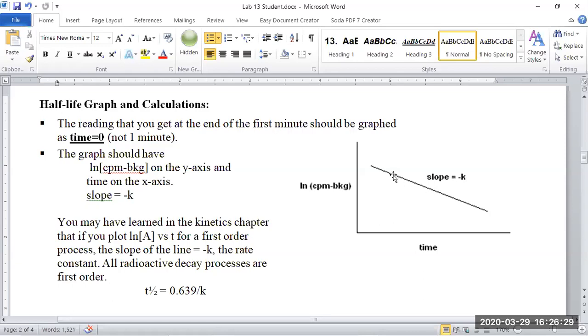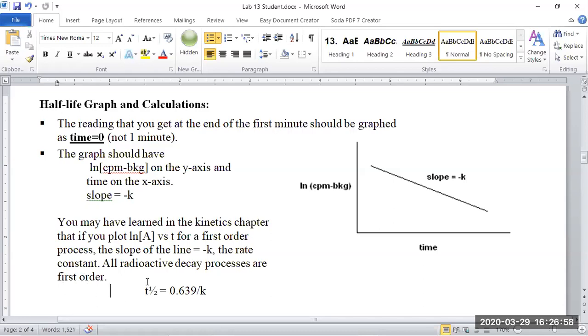In Excel, if you right-click on any of those points, it'll allow you the option to add a trend line and to put the equation of that trend line on the graph. From the equation of that trend line, the m value, the slope, is equal to minus the rate constant k, since all radioactive decay processes are first order.